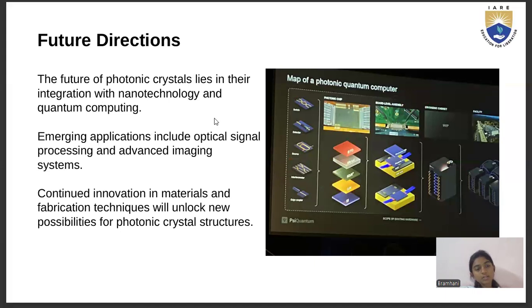Future directions. The future of photonic crystals lies in their integration with nanotechnology and quantum computing. Emerging applications include optical signal processing and advanced imaging systems. Continued innovation in materials and fabrication techniques will unlock new possibilities for photonic crystal structures.